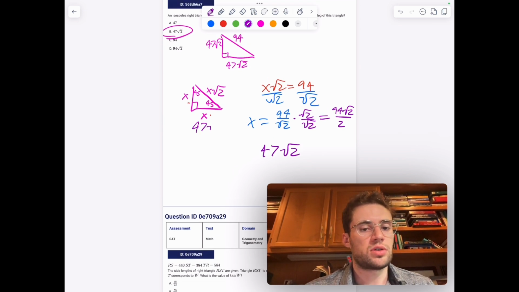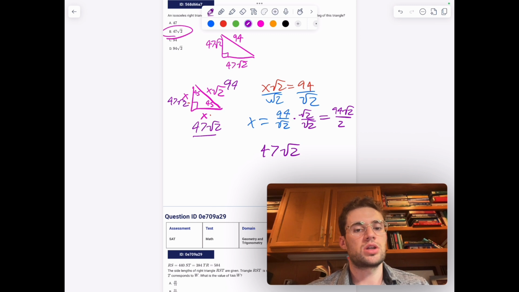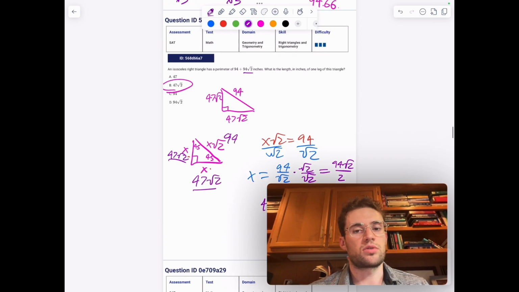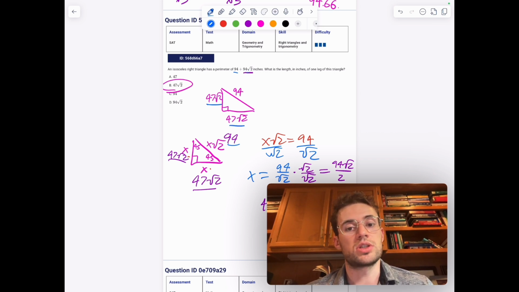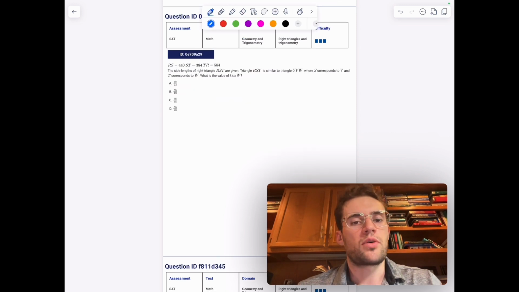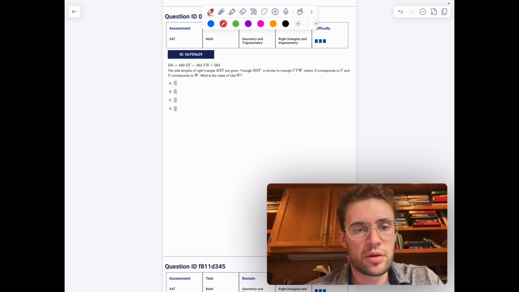So we'd get 47 root 2 down here, 47 root 2 down here, and 94 as the hypotenuse. And then when you add them up, you'd get 47 root 2 plus 47 root 2 makes 94 root 2. And then you'd have the 94 accounted for by the hypotenuse. Right, so that's how you do it. There's two possible options, and again, if the legs were the 94 sides and this was 94 root 2, then you would have more than 94 being added to it. It'd be 188.